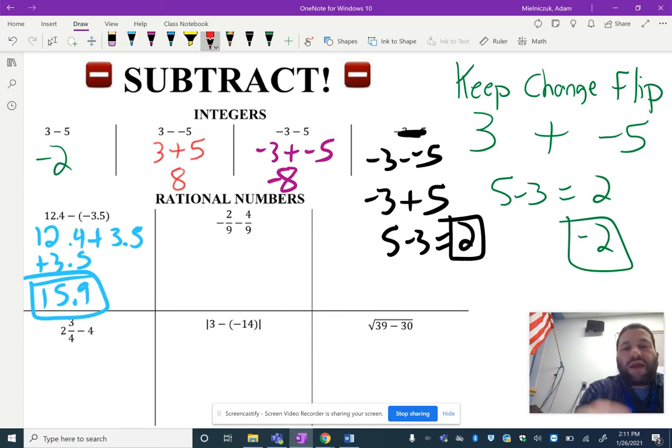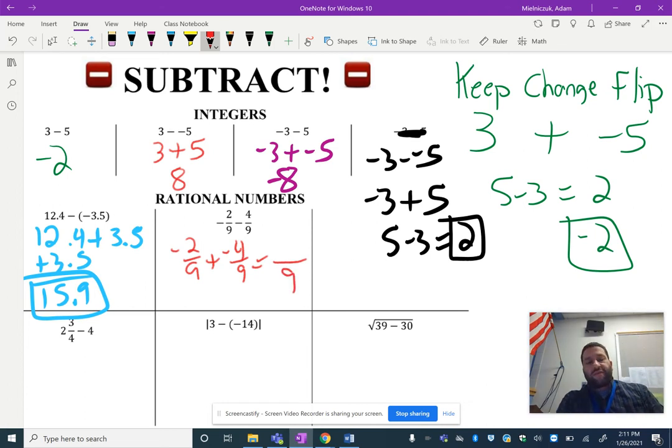Uh-oh, the dreaded F word. Keep the first fraction, change it to addition, change the sign of the second one. Remember, with adding fractions, you do not add denominators. We have negative 2 plus negative 4. They're both negative, so you add them together, keep the negative sign. So you get negative 6 out of 9, which can simplify to negative 2 out of 3.